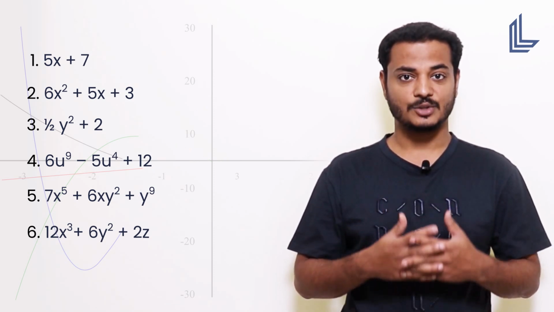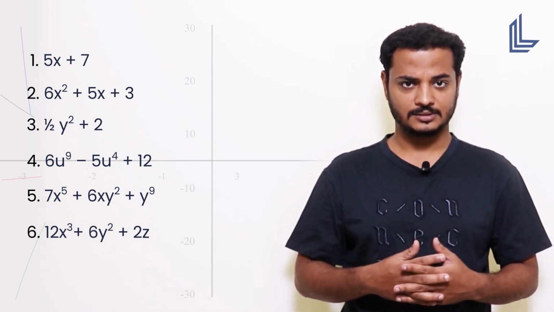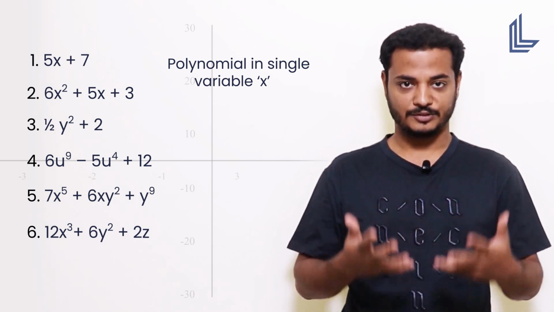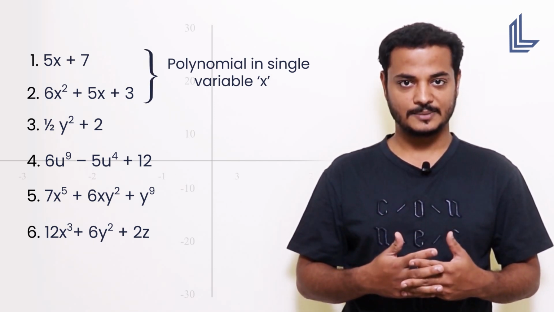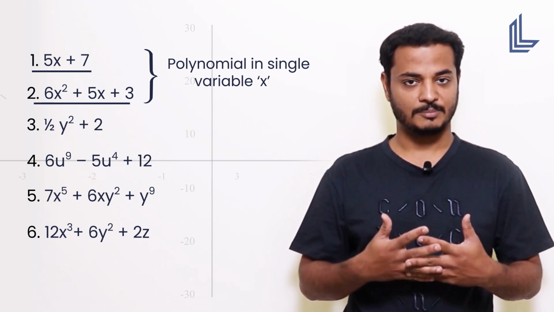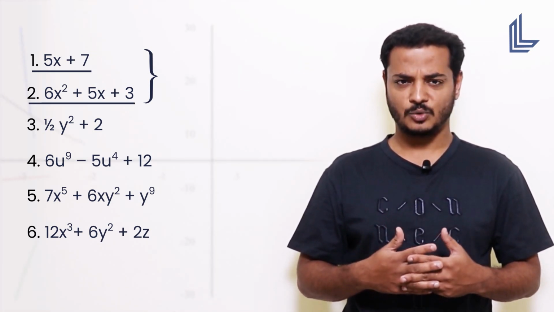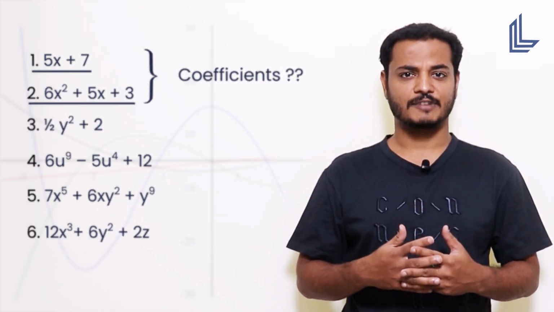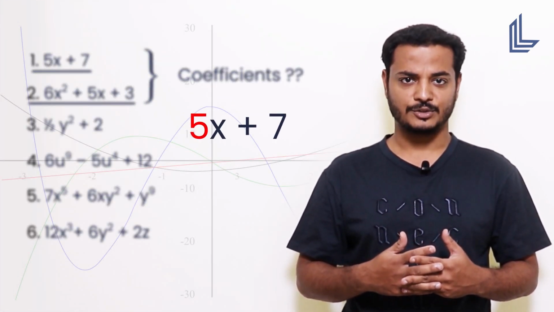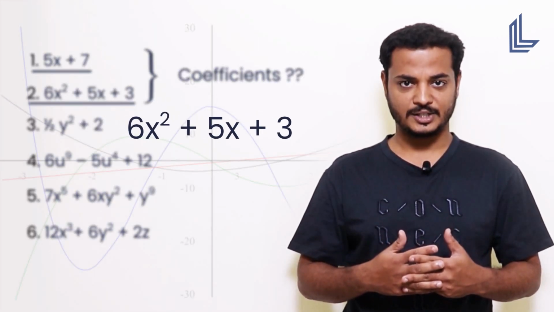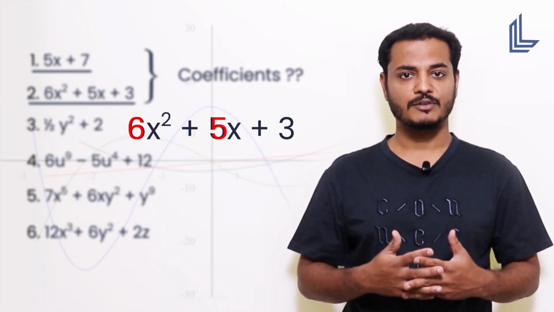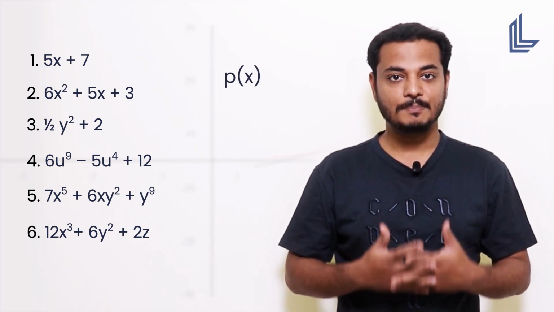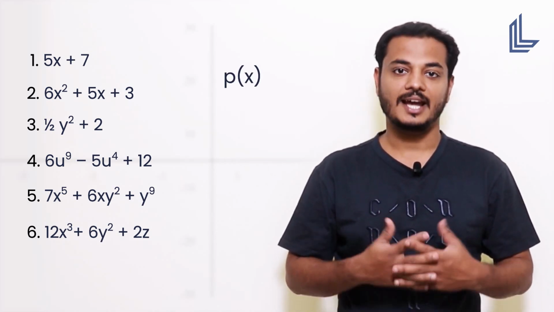If the expression has only one variable, let's say x in it, it will be known as a polynomial in single variable x. And some of the examples of polynomials of single variable is 5x plus 7, 6x squared plus 5x plus 3, etc. Now, can you spot coefficient in these expressions? For the first example, that is 5x plus 7, 5 is the coefficient of x. In the second expression, 6 and 5 are the coefficient of x squared and x respectively. In general, we can call these as p of x, meaning polynomial in x.